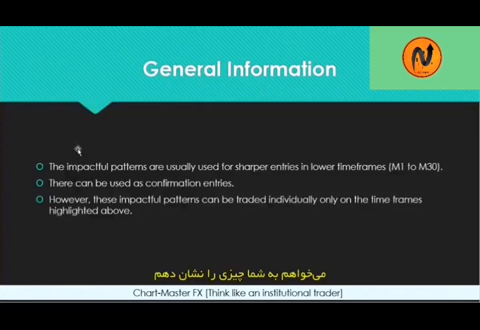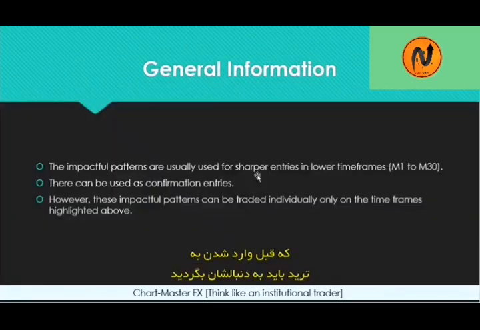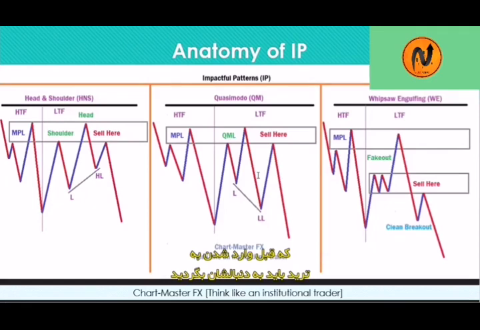I just want to show you something, guys. As you can see on our Chartmaster strategy, the goalkeeper here is the MPL. So we have our substitutes here, the double maru and the Quasimodo level. As you can see, MPL is our first choice keeper. However, the double maru can also do a good job, and the Quasimodo can also do a good job. So those are the decision points that you need to look for before you place a trade.